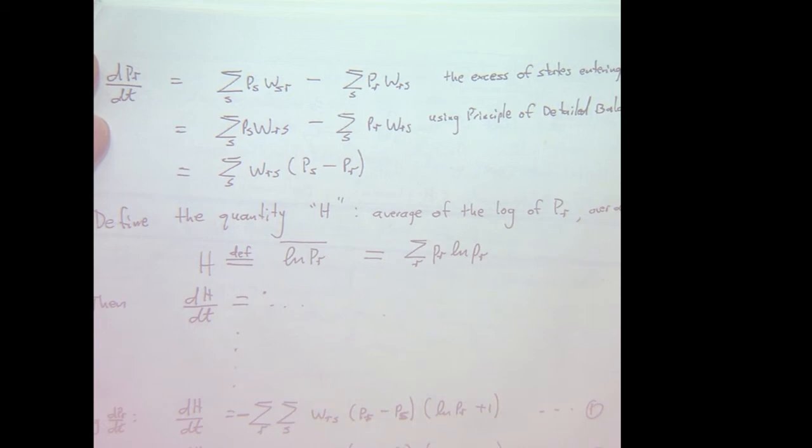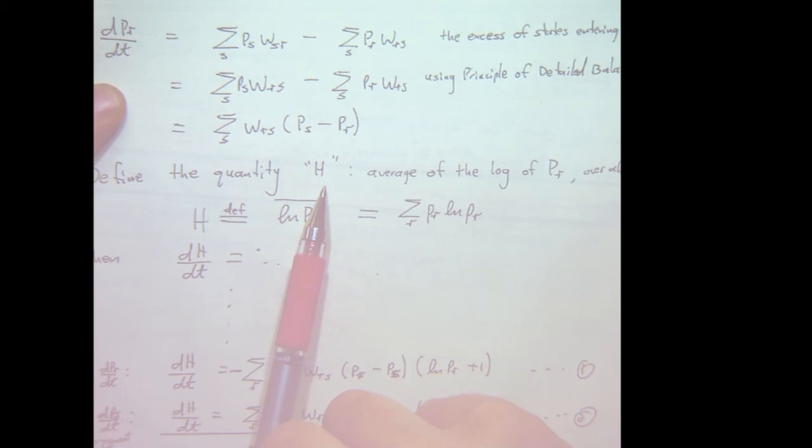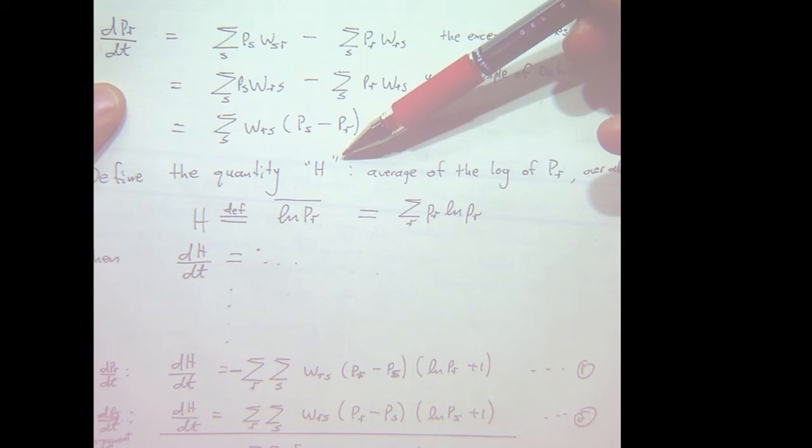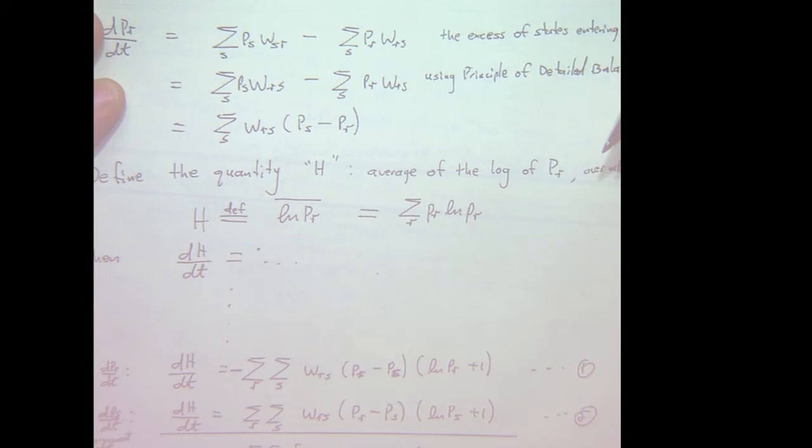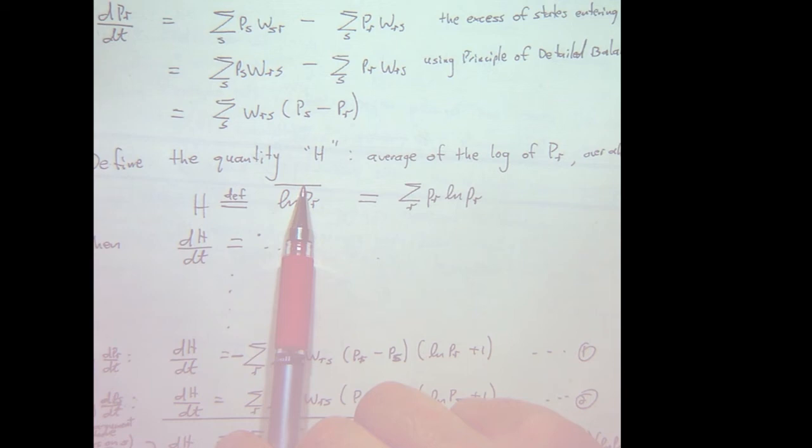Now define a quantity called H. I'm not sure what Boltzmann meant by H. He's German, so it would be the first letter of some German word. H is the average of the log of P_R over all R. So H is the average of the log of the probabilities, the average of ln P_R, which is the sum over R of P_R ln P_R.